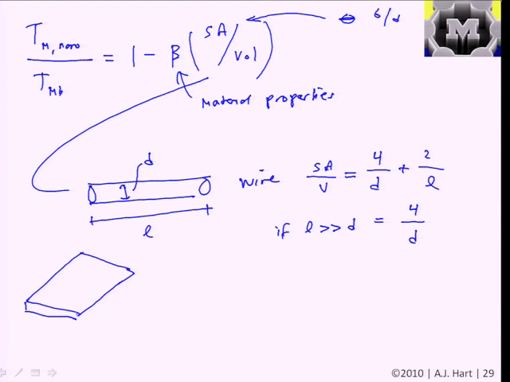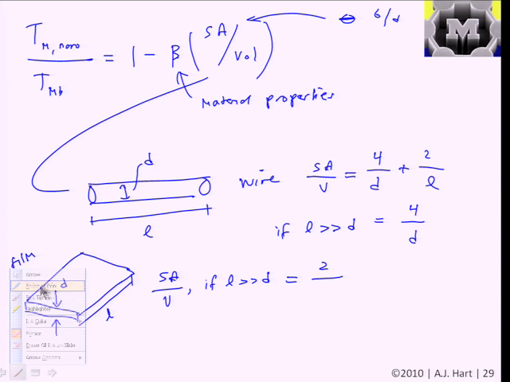And if we did it for a thin film, where, to keep the same parameter, we had a thickness d and a lateral length scale L, then if L is much greater than d, the surface area to volume ratio is equal to 2 over d, where d is our film thickness.